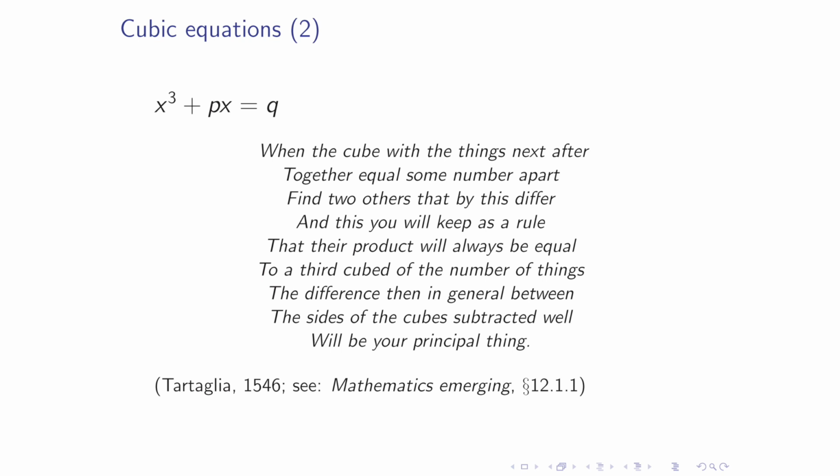So when the cube and the things next after together equal some number apart, find two others that by this differ, and this you will keep as a rule, that their product will always be equal to a third cubed of the number of things. The difference then in general between the sides of the cube subtracted well will be your principal thing. I'm going to assume it works better in Italian, but let's pick that apart.